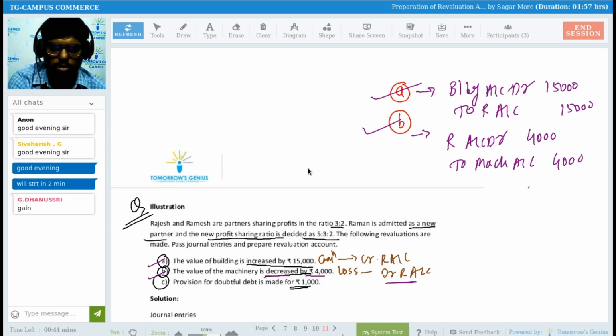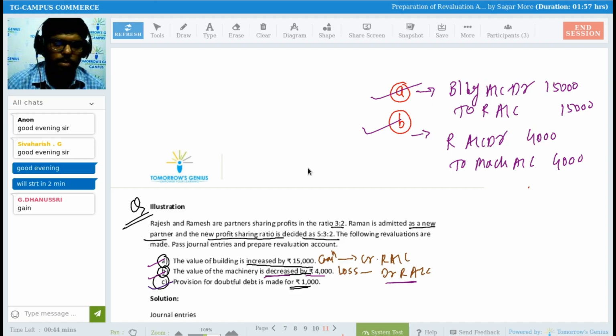Have you done C also? Dhanushri, Sadhana, Shivarish? Okay, tell me. Correct or not? Provision for doubtful debt means what? It means you have to decrease value of debtors by 1,000. Whenever there is a bad debt or a provision for bad and doubtful debt, it means 1,000 rupees you are not going to recover from your debtors, yes or no?